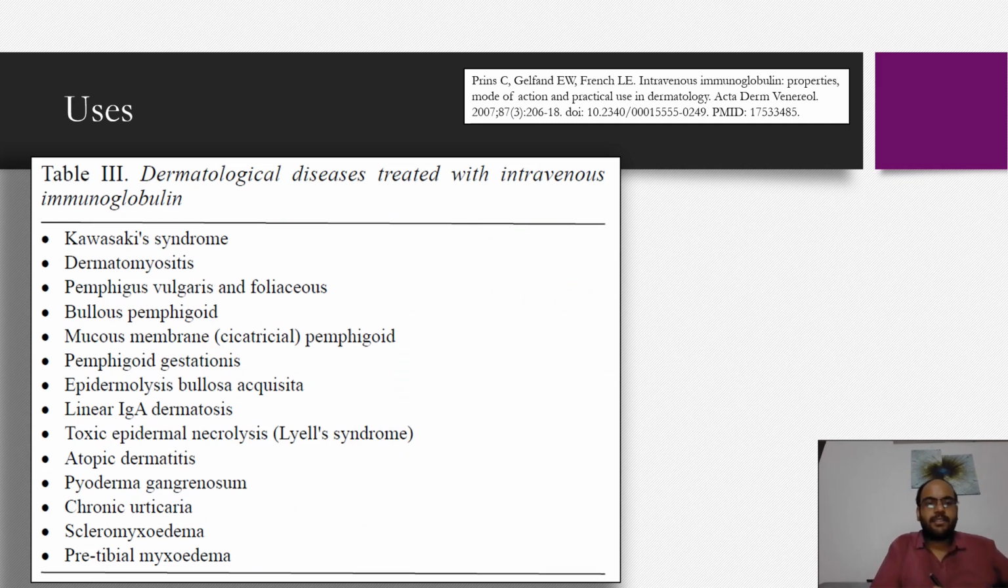Now this is a list of dermatological diseases treated with IV immunoglobulins. I'm not going through it again, Kawasaki, dermatomyositis and all that. You have the whole list. It is the same list but a shorter list if you just want to remember names. But it's better to go back and look at the headings only. Clear?